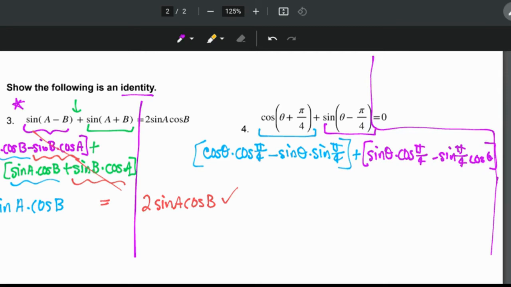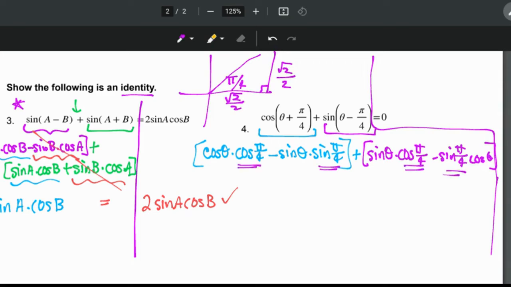All right, so now at this point, we do want to think back to our unit circle because pi over 4 is a specific angle, not just a generic variable. And so we know that pi over 4 has a cosine of root 2 over 2 and a sine of root 2 over 2. And so we can replace all of these cosine and sines with root 2 over 2.